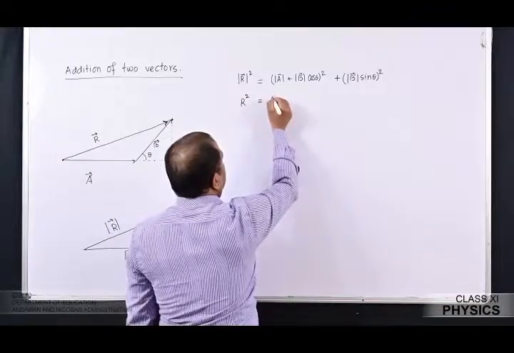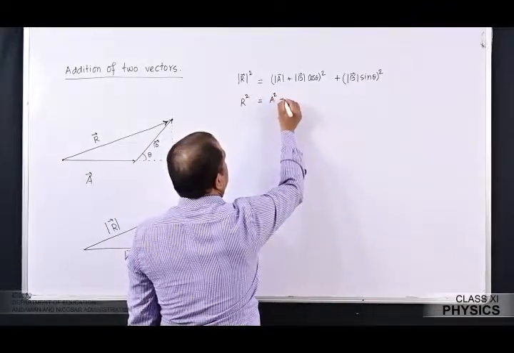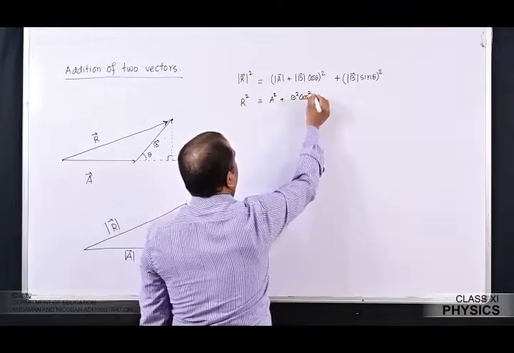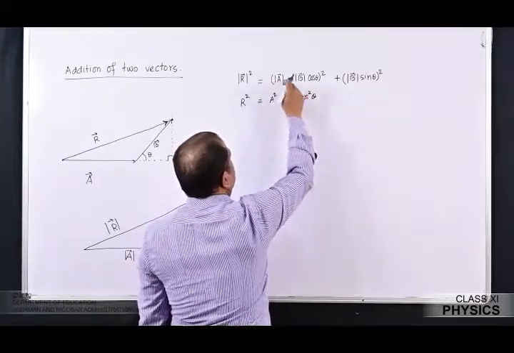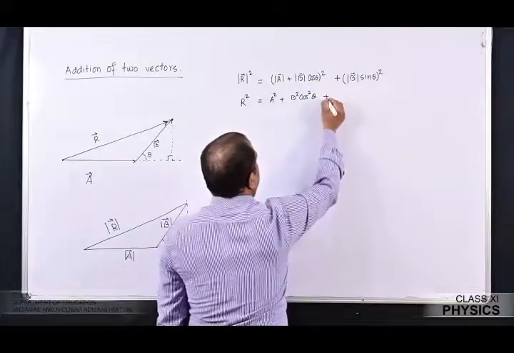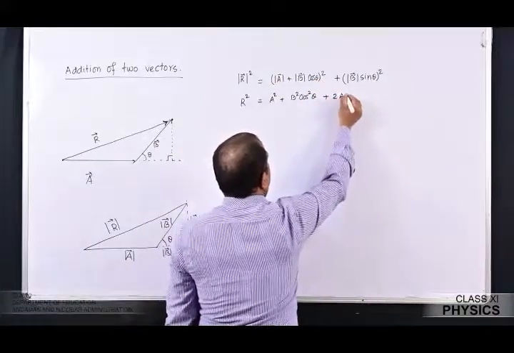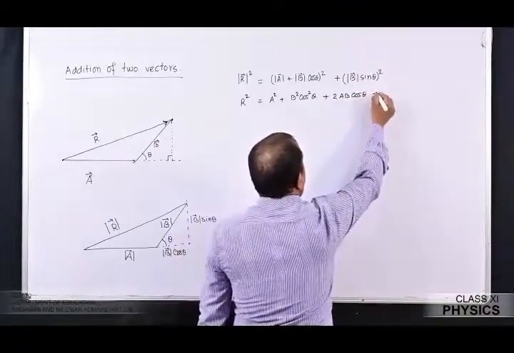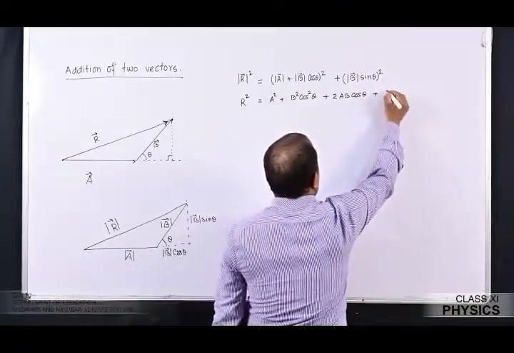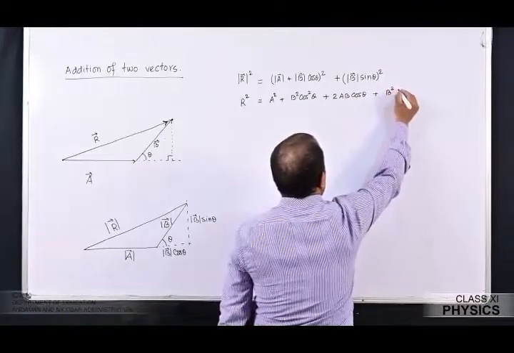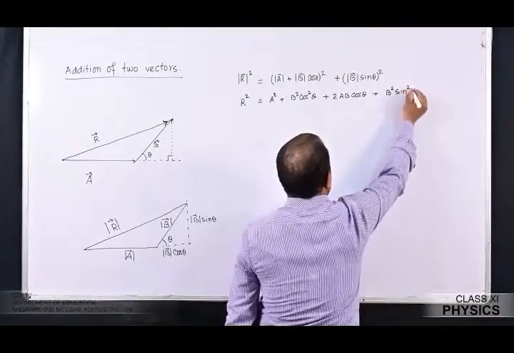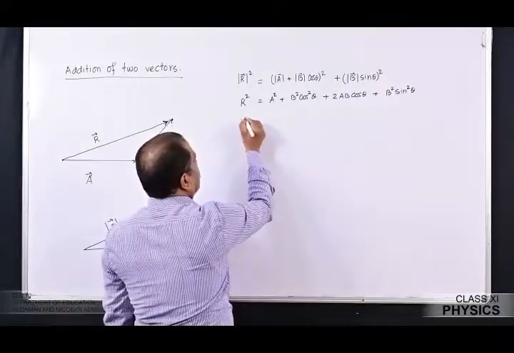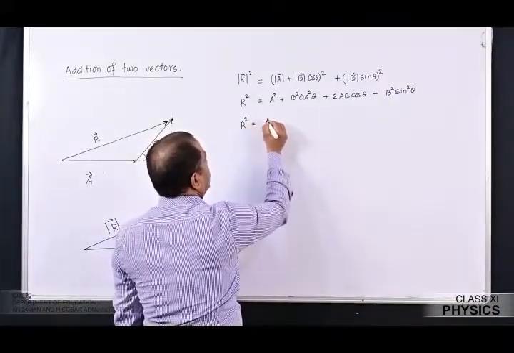So I would get A square plus B square cos square theta plus 2 times AB cos theta. Plus this one, if I open, I am going to get B square into sin square theta. Now rewriting this expression, R square is equal to A square I have.